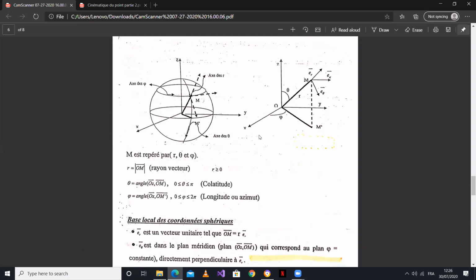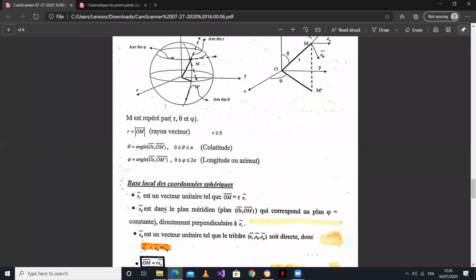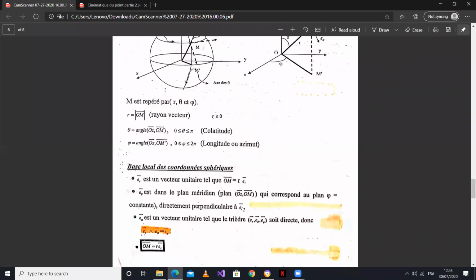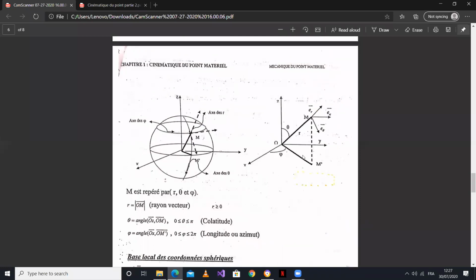Then we come to E theta. E theta est dans le plan méridien, plan OZM, qui correspond au plan phi égale constante, directement perpendiculaire à ER. So E theta is in this plan. You see this plan which is like this? You have this circle like that. E theta is going to be tangent to that circle being formed by the angle theta.